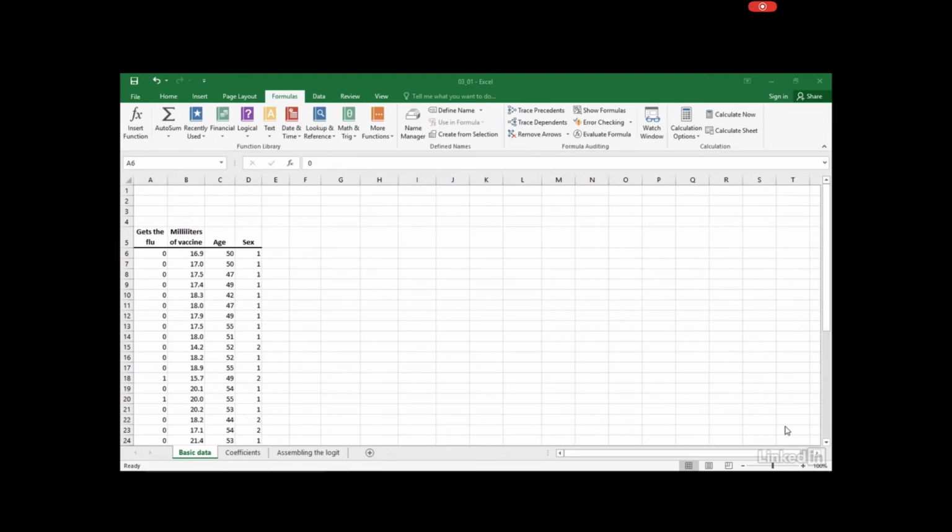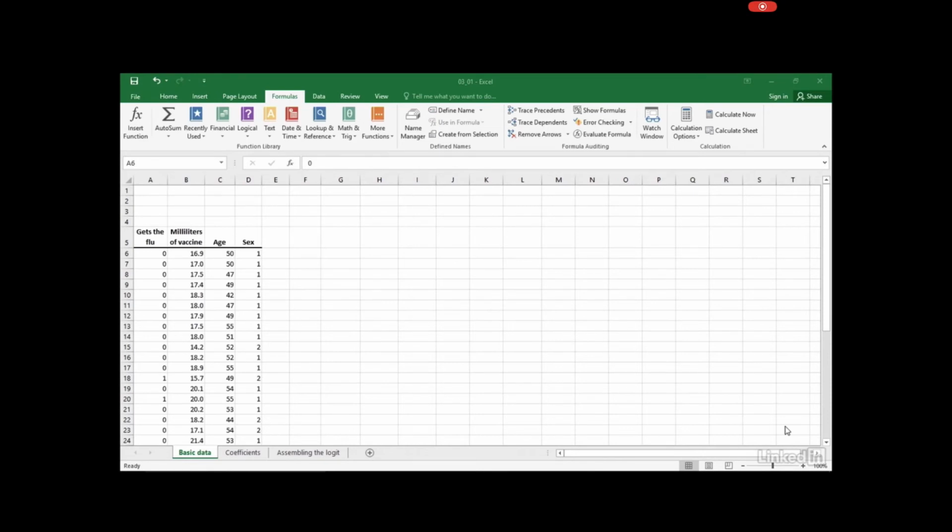The layout that you're looking at on this worksheet includes fictitious data on a pharmacological experiment regarding a flu vaccine. And you see in column A whether or not the person gets the flu. And then in columns B, C, and D, we have some predictor variables: the vaccine dosage, the number of milliliters that were administered in the shot, the person's age, and the person's sex. One male, two female, or vice versa, it doesn't matter.